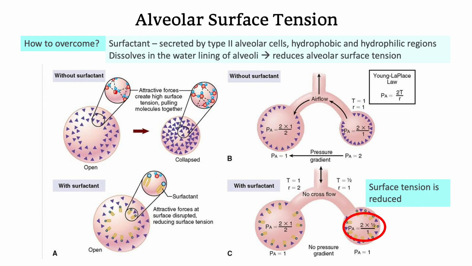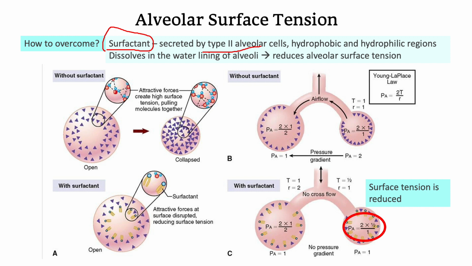Okay, so how does the body overcome this surface tension? It is by surfactant. So what is surfactant? Surfactant is a substance secreted by type 2 alveolar cells. It has both hydrophobic and hydrophilic regions. So what does surfactant do?